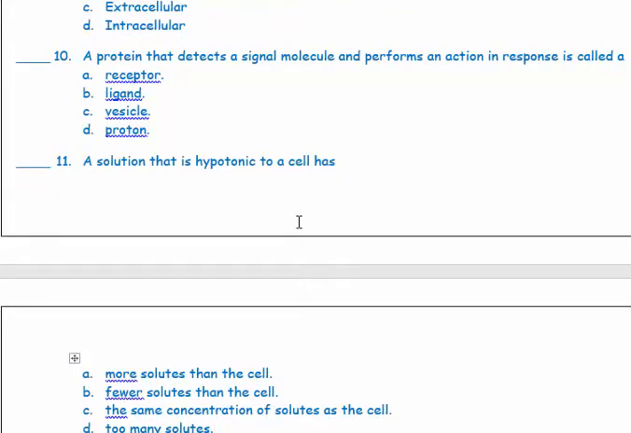Number 10. A protein that detects a signal in a molecule and performs an action in response is called a receptor. The receptor is the receiver present on the surface of the cell or on the inside of the cell, and is responsible for reading the signals and producing a certain response. Number 11. A solution that is hypotonic to a cell has B, fewer solutes than the cell. If it's hypertonic, this means that it contains more solutes than the cell.